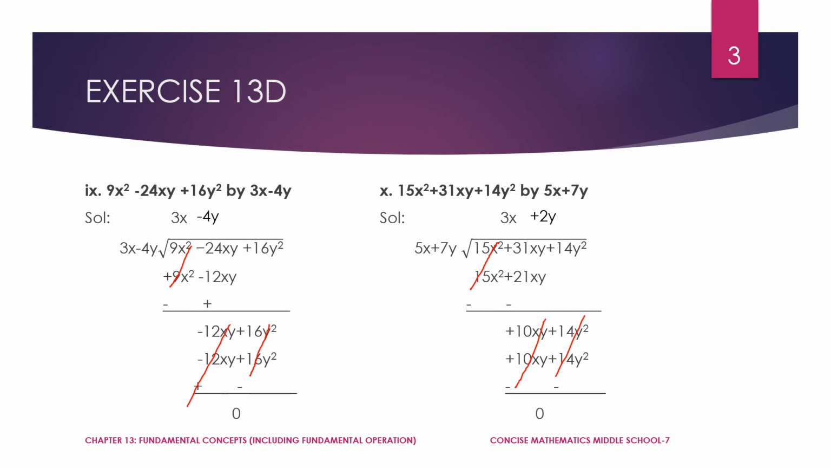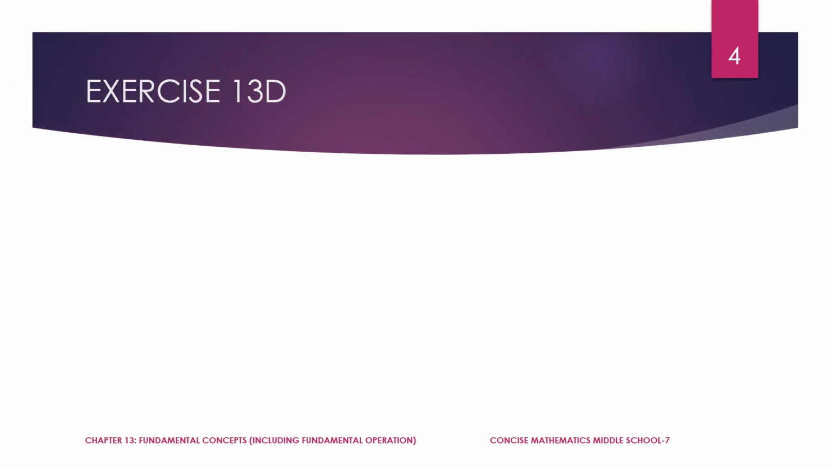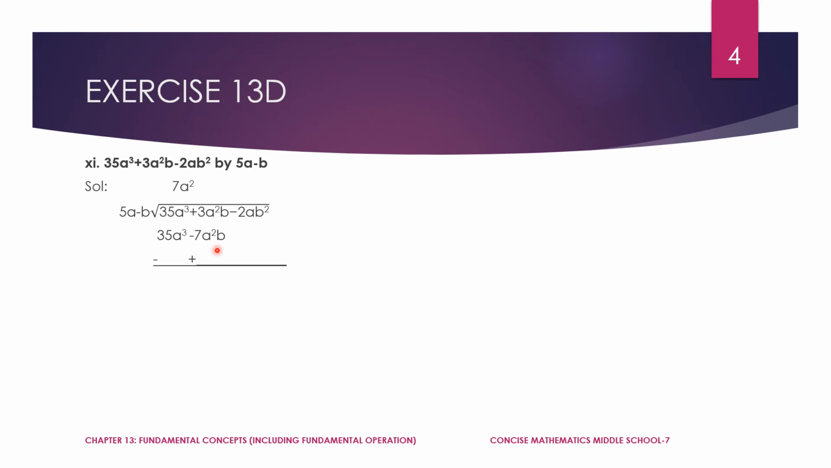Next, here is our 11th question. Even here it's the same. To make this 5a into 35a cube, 5 7s are 35. So 7a square. You have to write 7a square, and you have to multiply that with 5a as well as minus b. Then it becomes 35a cube minus 7a square b. Now change the signs. Like terms having different signs get cancelled.